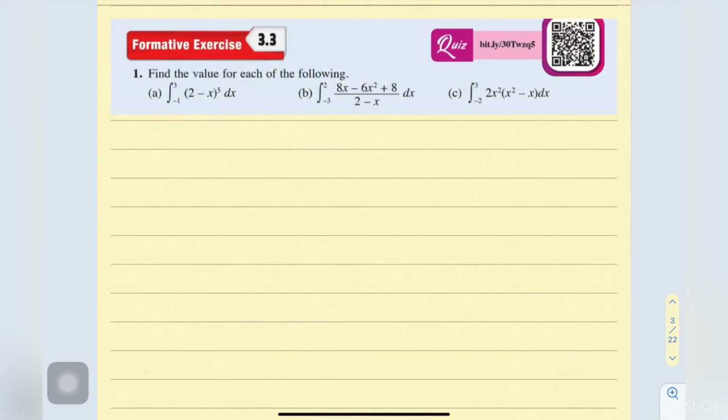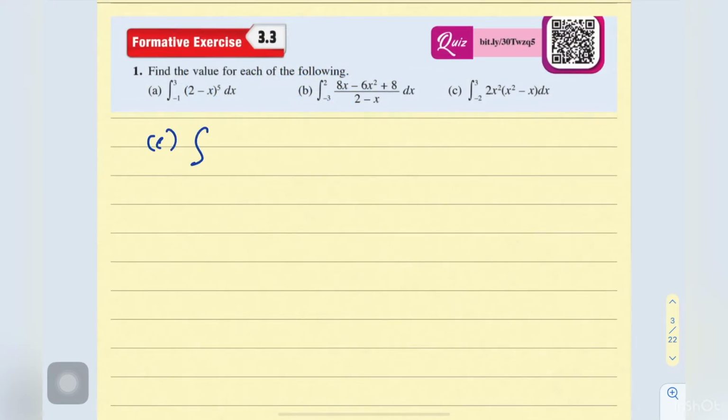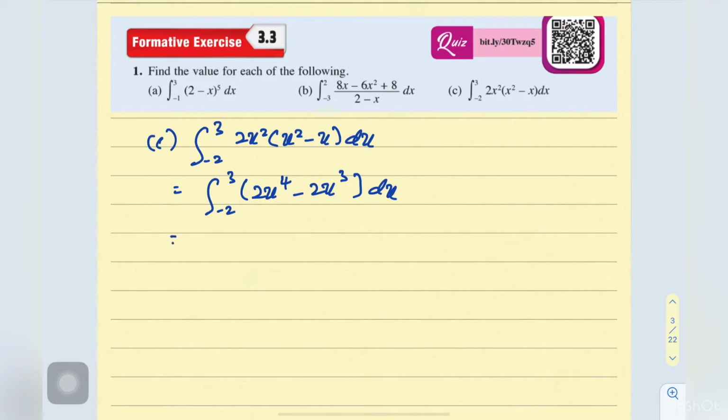Now question C. Integrate from -2 to 3 of x squared times (x minus 2) dx. Okay, so we expand, so this one becomes x power of 4 minus 2x cubed dx. So then we integrate, so x power of 5 over 5 minus 2x power of 4 over 4. So we measure from -2 to 3.